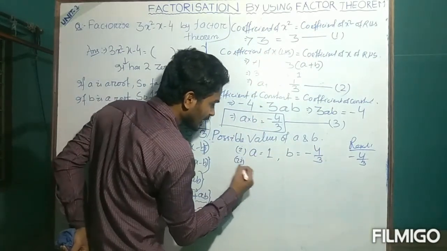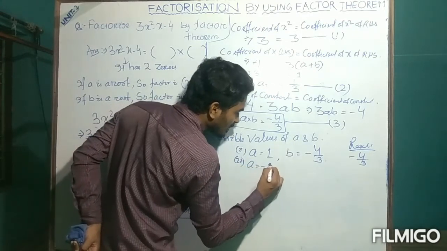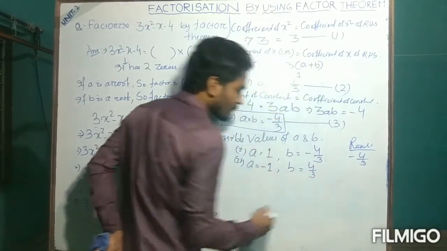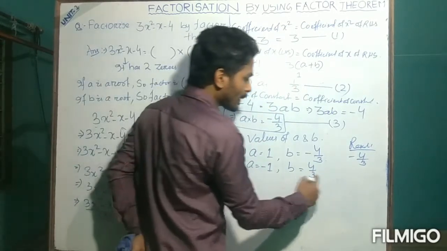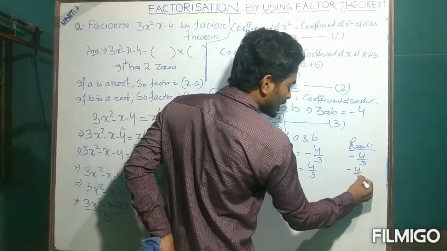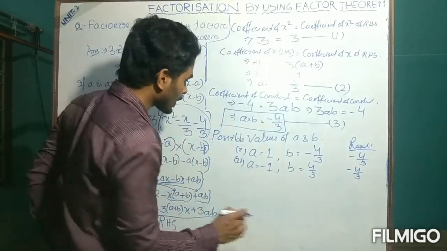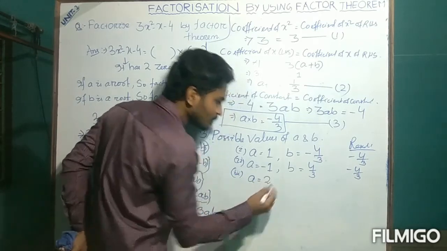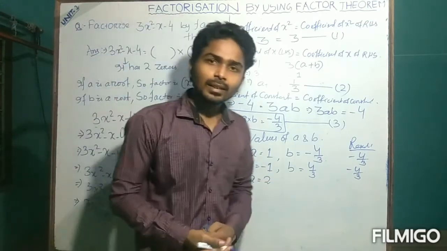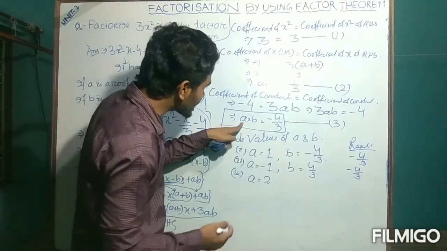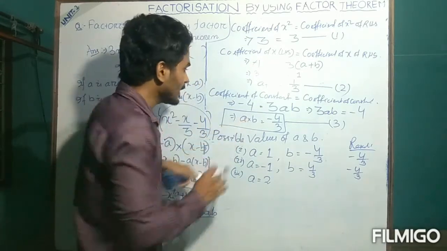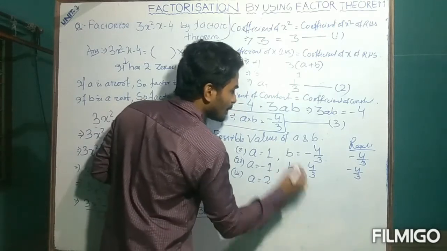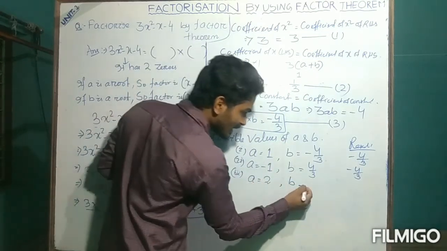Second, a may be -1. If it is minus, then the other is plus, it will be 4 by 3, because -1 multiplied with 4 by 3 gives -4 by 3. Clear? Third assumption, you can take a to be 2. Why not? If we take this as 2, then what should we multiply with 2 to give -4 by 3? Since it is plus, the other should be minus.